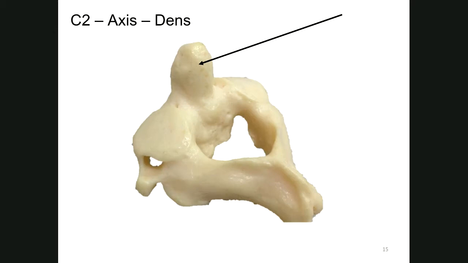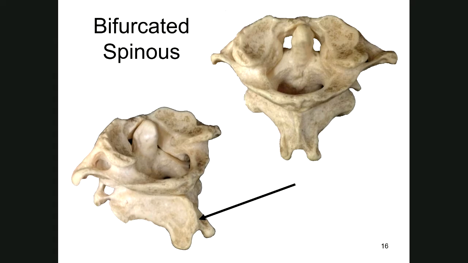Anyways, this is C2, the axis. This little nubby structure right here is called the dens. It's also called the odontoid process. Which one would you rather spell for the test? Dens. Right, exactly. So I just want to make sure you're getting your money's worth here. It's also known as the odontoid process.